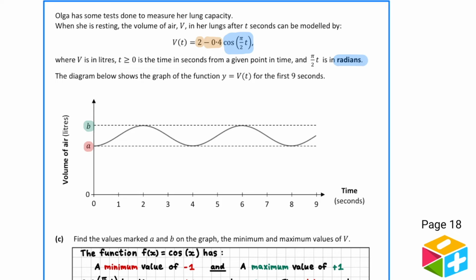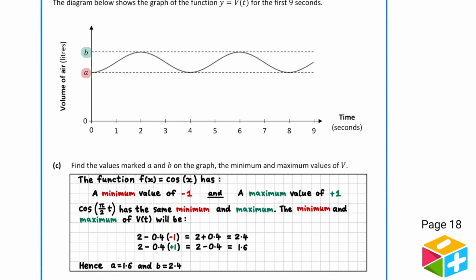A useful piece of background knowledge here is the following. The function f of x equal to cosine of x has a minimum value of -1 and a maximum value of +1. It turns out that cosine of pi over 2t will also have a minimum of -1 and a maximum of +1. Even though the expression inside the cosine is different, this only affects the speed at which the curve moves, not the minimum and maximum points.